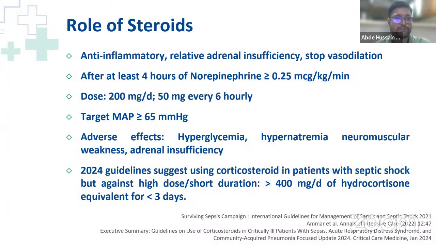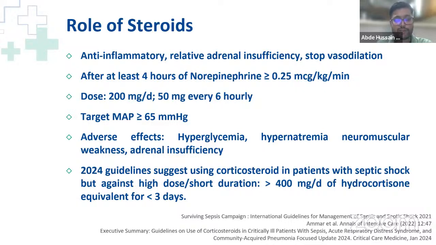So, the role of steroids in sepsis: it is anti-inflammatory, and because in sepsis there can be depression of the adrenal, a relative adrenal insufficiency, it also stops vasodilation. So when can we start? At least after 4 hours of norepinephrine dose of more than 0.25 mcg per kg per minute. The dose is 200 mg per day, a loading dose can be given followed by 50 mg every 6 hours. The target MAP is more than 65 mmHg, but it comes with adverse effects such as hyperglycemia, hypernatremia, neuromuscular weakness, and secondary adrenal insufficiency.